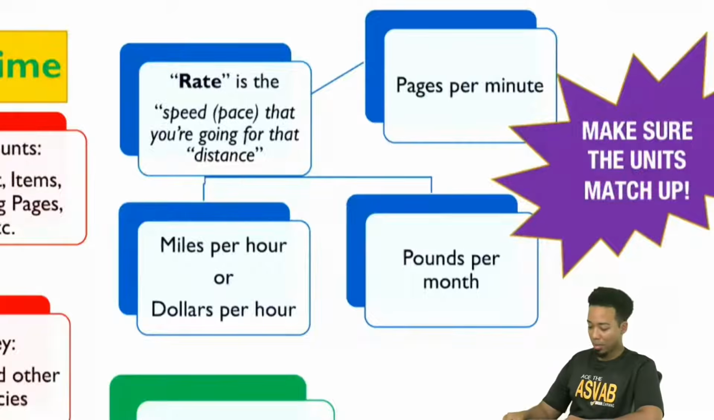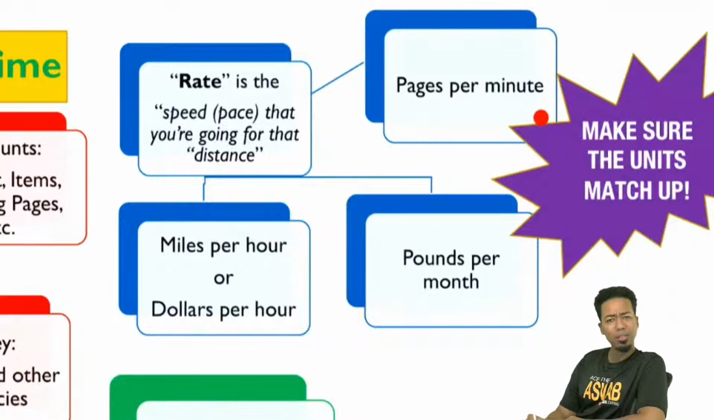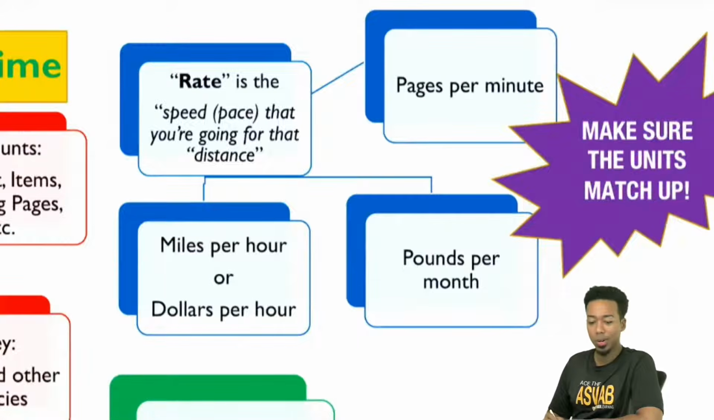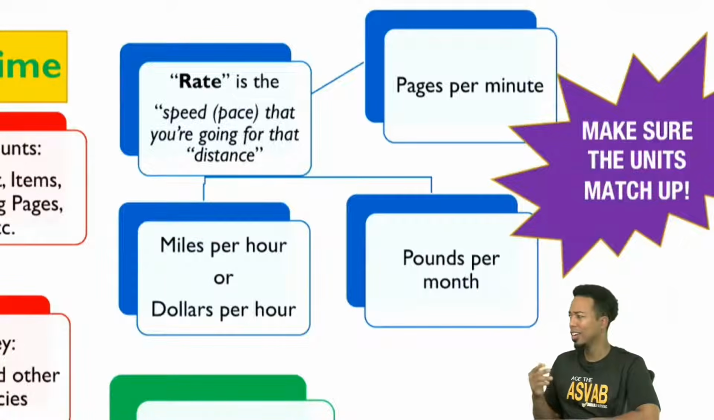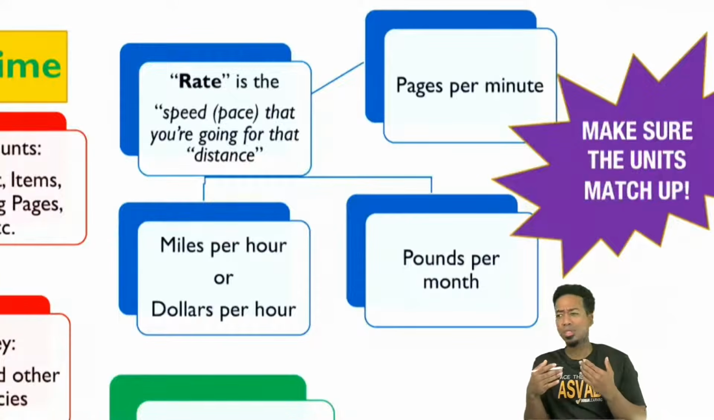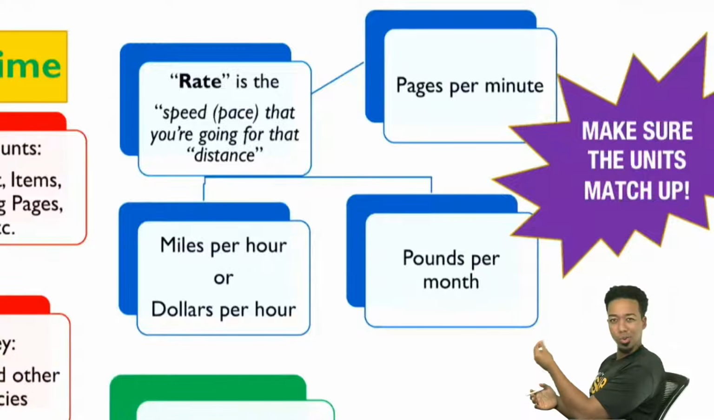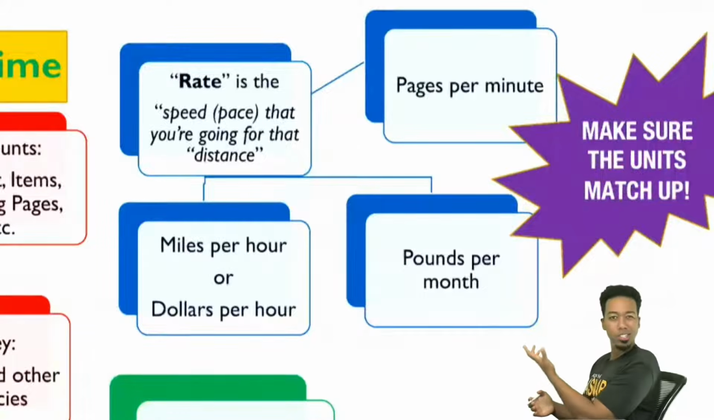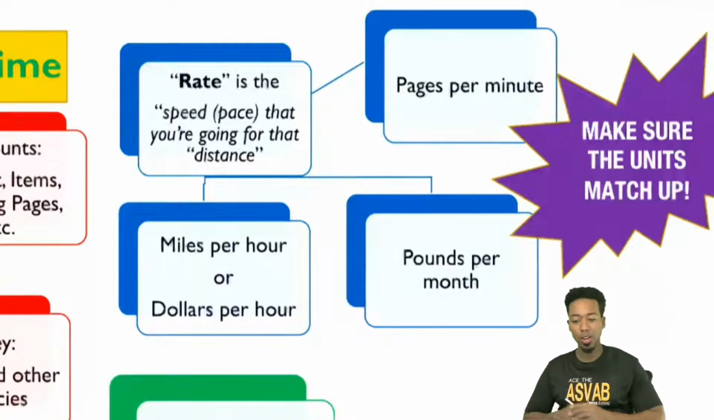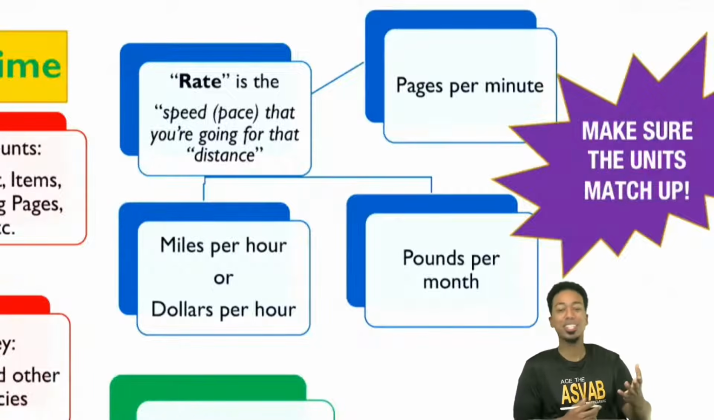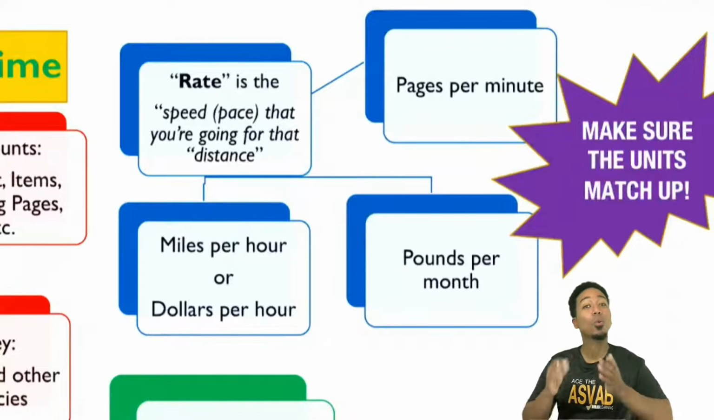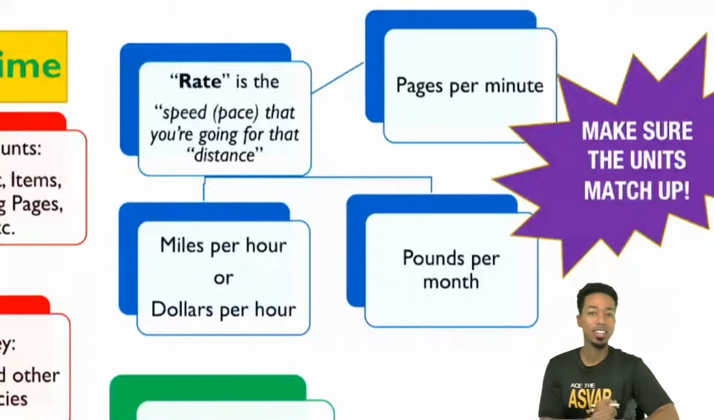Now in each of those examples, and in these as well, pages per minute, pounds per month if we're trying to achieve weight loss, miles per hour, dollars per hour, everyone, can you see a pattern going on here? What's the specific key word that we see in all of these examples that gives away a rate? Absolutely. The word per. The word per is what gives it away.